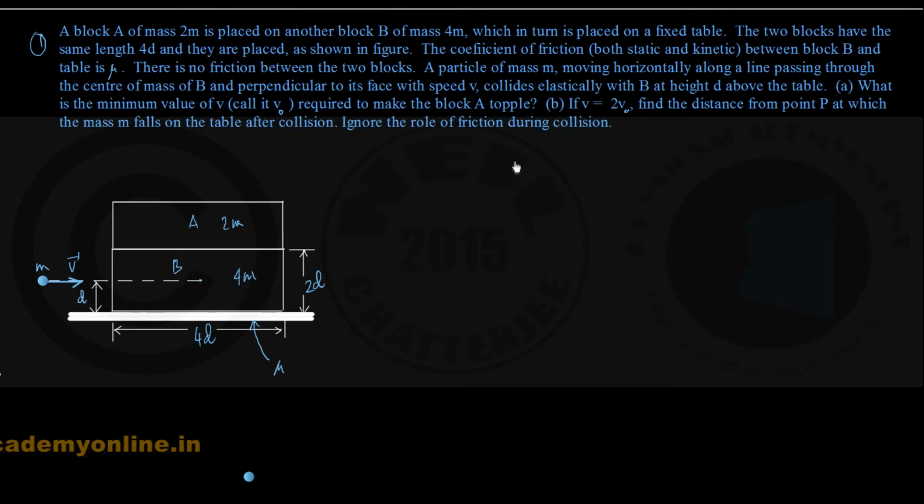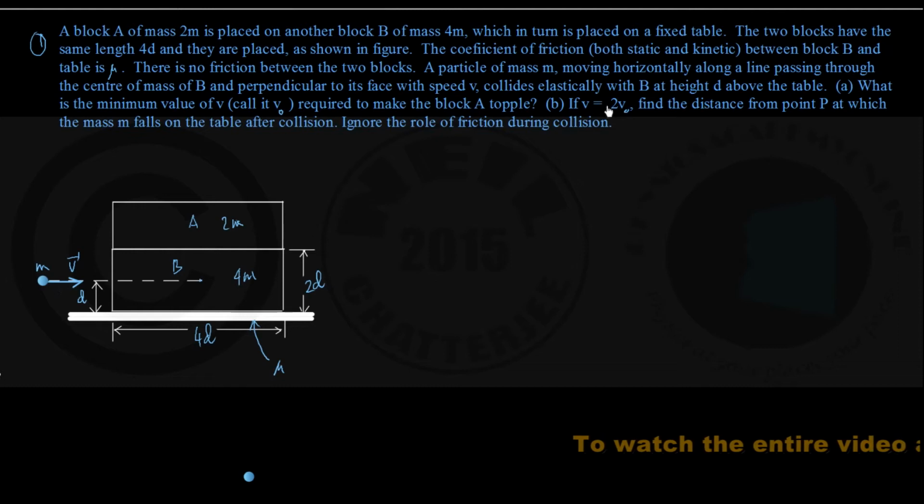This is the question, and the first part of the question asks what is the minimum value of this v, that is the speed of this particle, so that after the collision between the particle and block B, the block A might topple on block B. That is the first part of the question. And the second part: if the speed of approach of the particle v was twice the minimum value v0 required as described in part A, find the distance from point P.